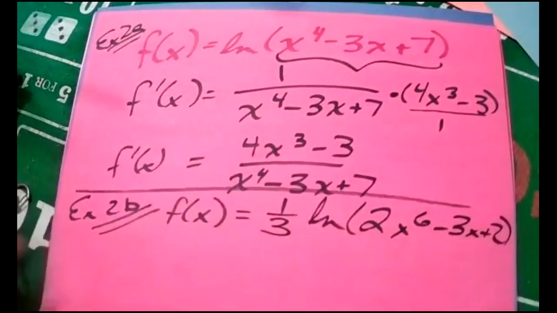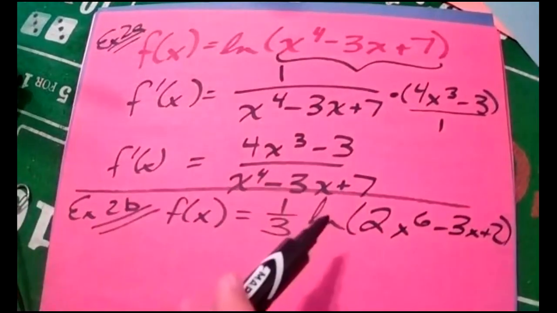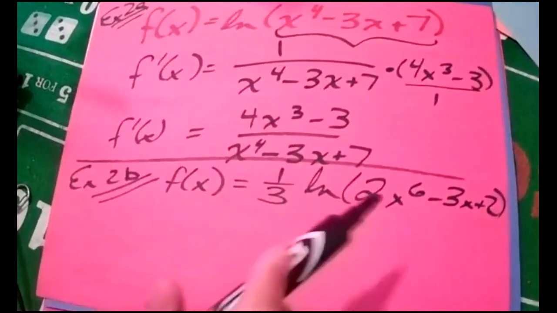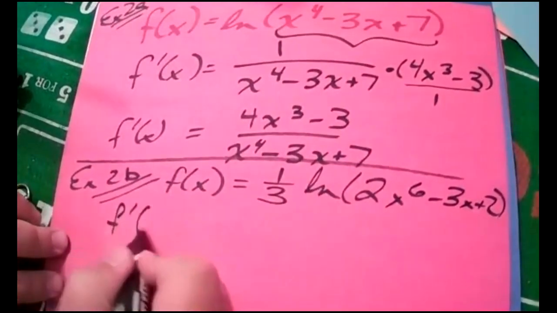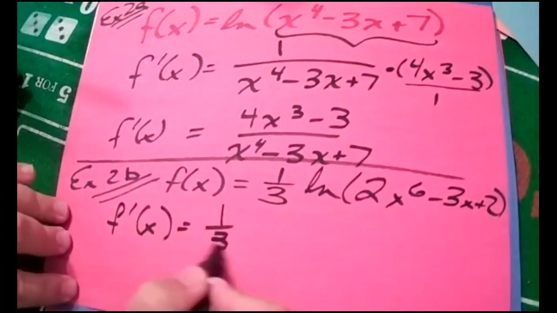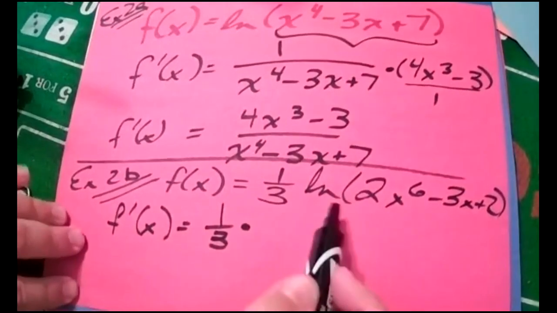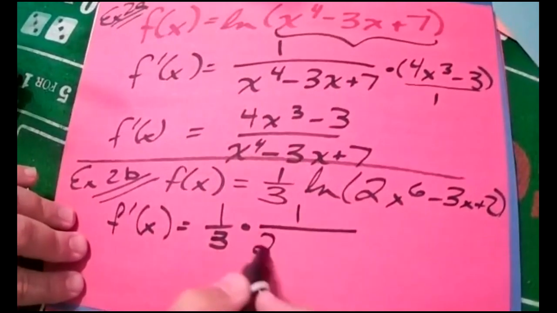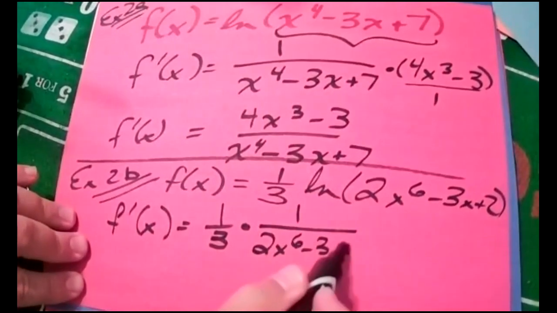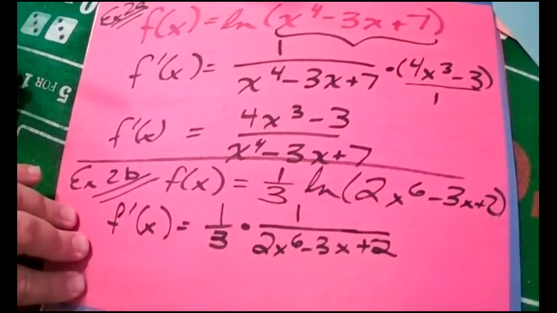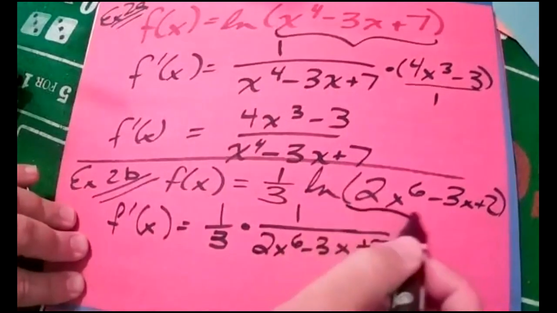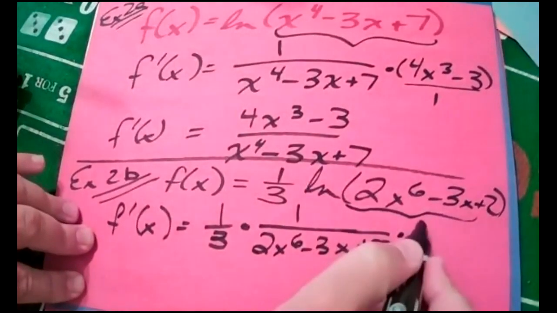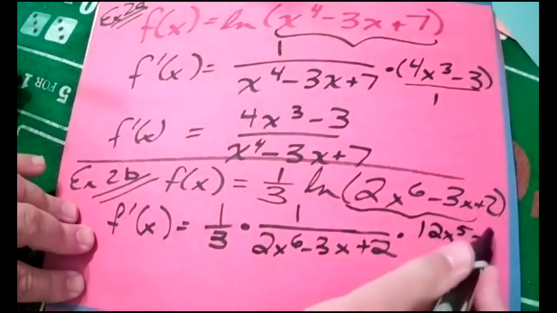So for this question, again, we can apply the coefficient rule, which is, let's forget about that 1/3 for a minute and focus on the rest of it. So the derivative f prime of x now will be 1/3 times, and now to take the derivative of the natural log, you have to do 1 over that quantity. And then because of the chain rule, don't forget, multiply by the derivative of what's inside. This time that is 12x to the 5th minus 3.